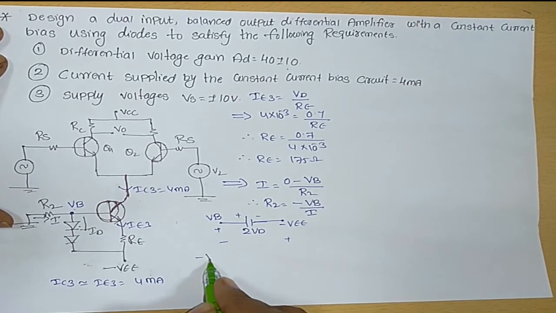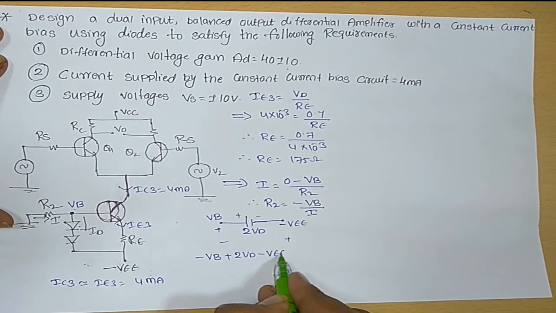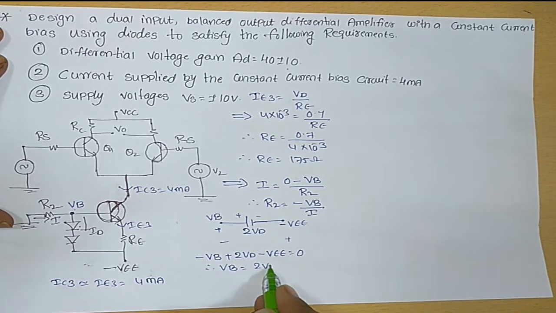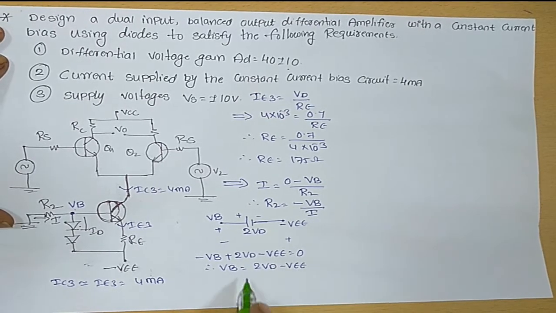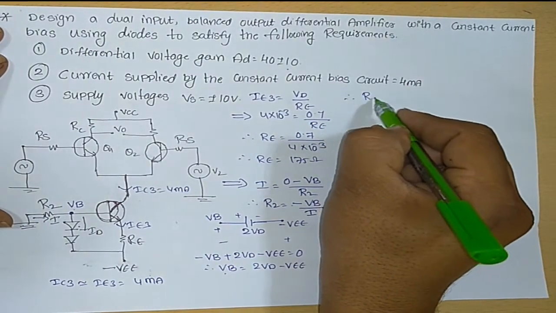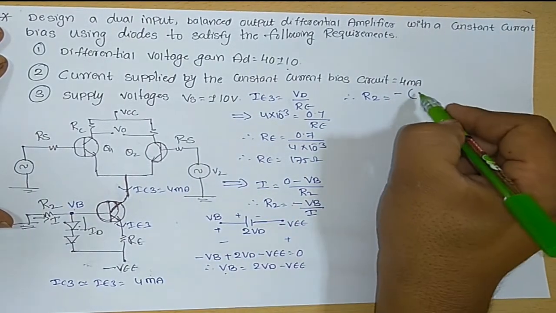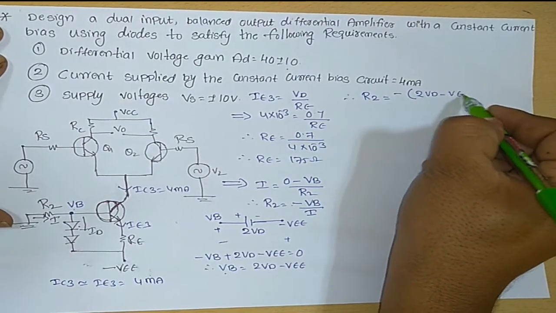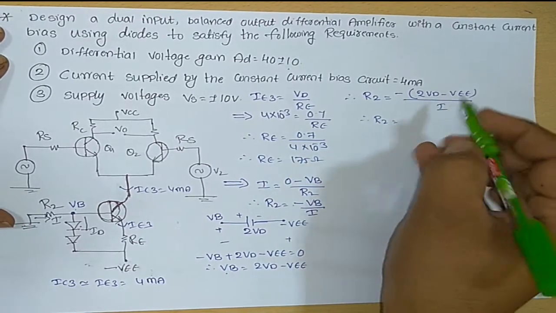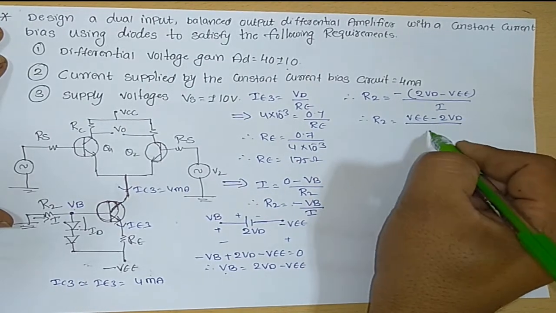Now we will get minus VB plus 2 VD minus VEE equal to 0. Therefore, VB equals 2 VD minus VEE. This VB value we substitute in this equation. Therefore, the resistor R2 equals minus of the VB value, that is 2 VD minus VEE, whole by current I. Therefore, R2 equals VEE minus 2 VD whole by current I.